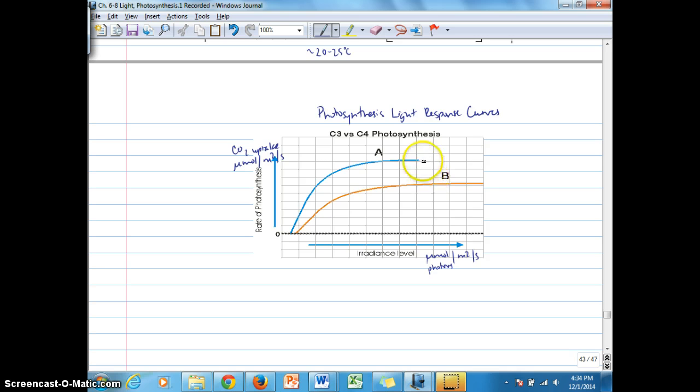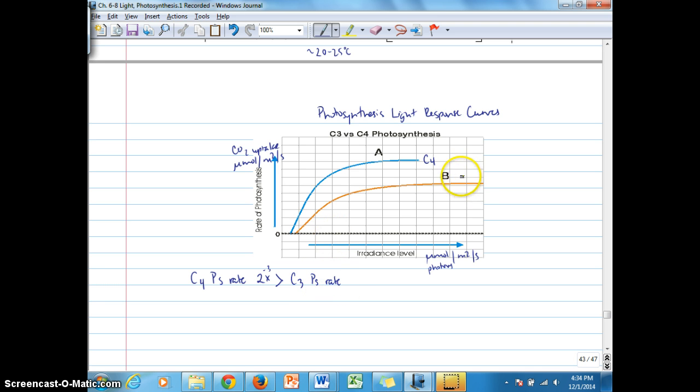Okay, so the question is, which of these curves is the C3 plant, which of these curves is the C4 plant? Well, C4 plants have a much higher photosynthesis rate. The photosynthesis rate of a C4 plant is about 2 to 3 times greater than a C3 photosynthesis rate overall.